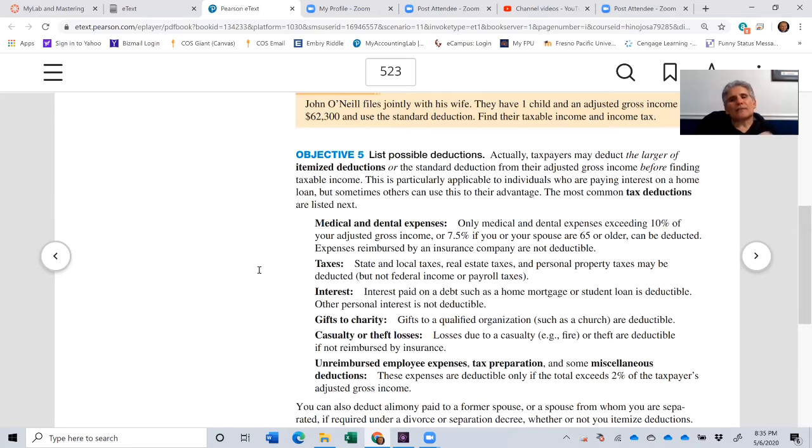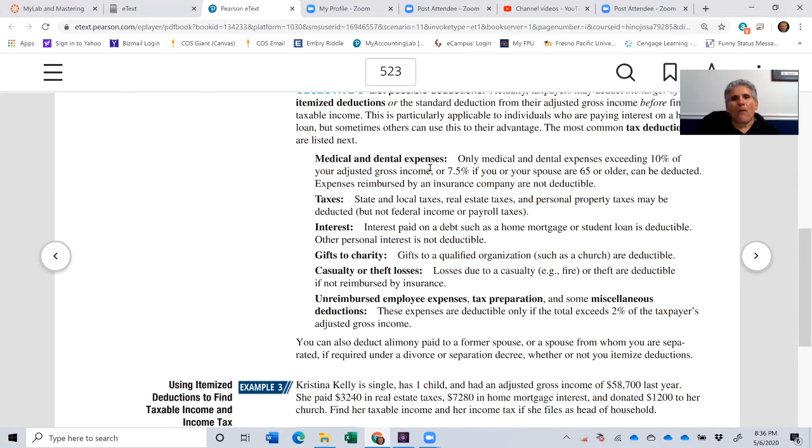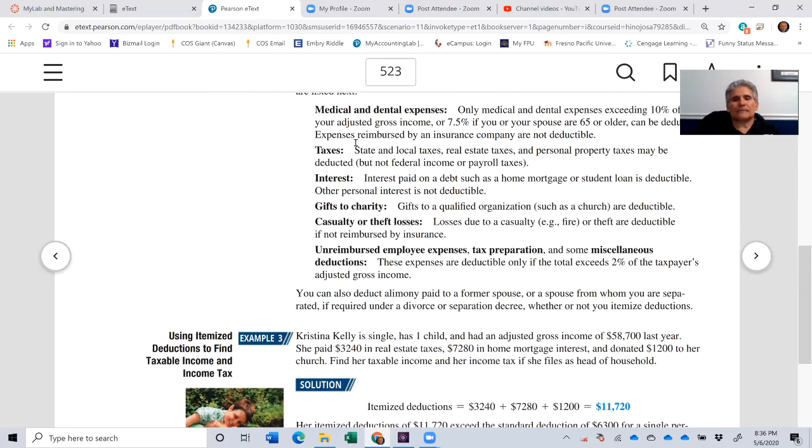Okay, so what are the kinds of things that you can list on your itemized deductions? Medical and dental expenses. But you've got to be careful because in 2017, it had to exceed 10% of your AGI. So you can see it's pretty tough to get that high, but sometimes when you have relatively high medical expenses, they can be deductible. Taxes, state and local taxes, real estate taxes, personal property taxes, those are all deductible. There are limits on that today, but 2016 there wasn't.